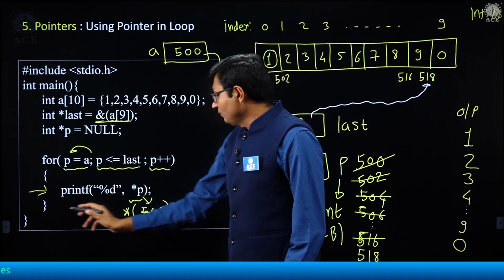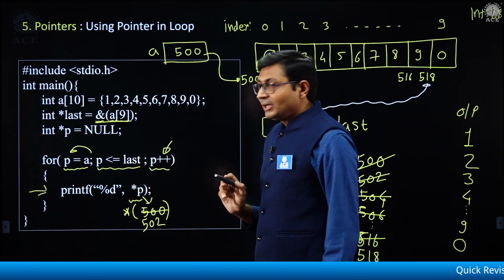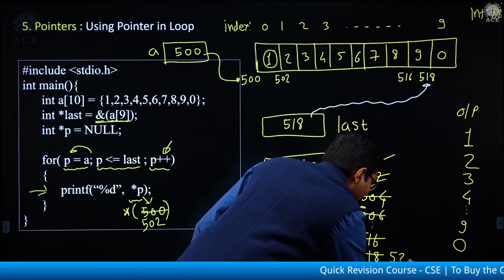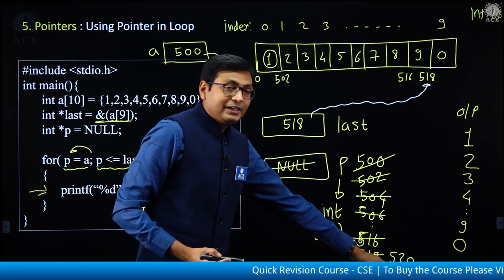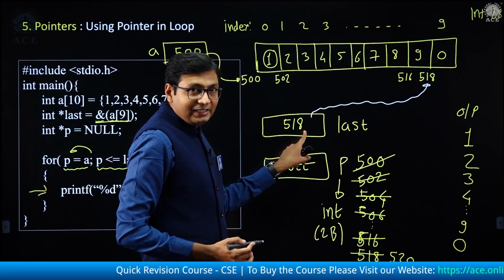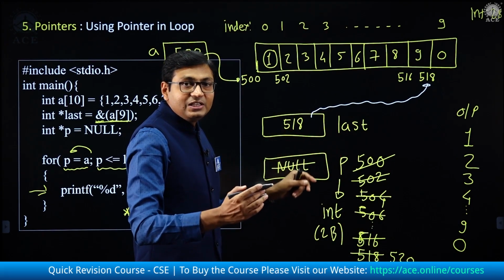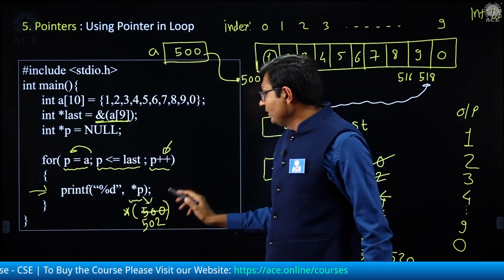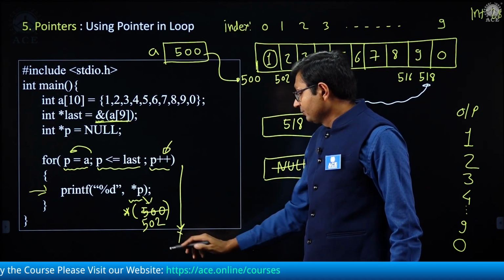One more time the control will come here. P++. Now P++ becomes 520. 520 less than or equal to 518. The condition is false. And that's how the loop will break here.